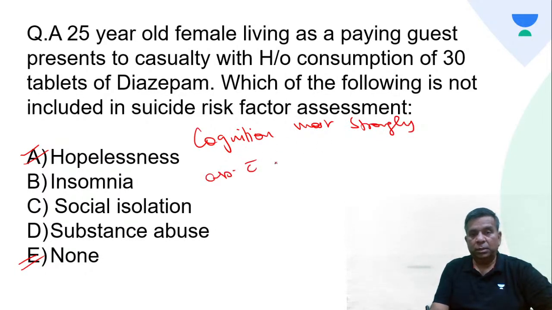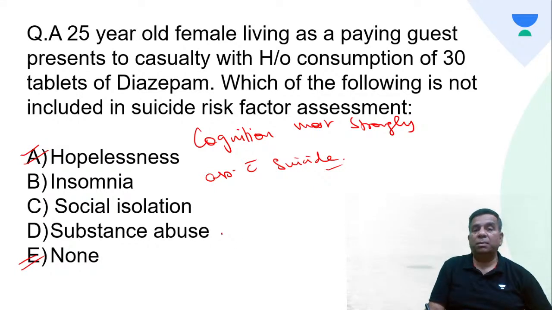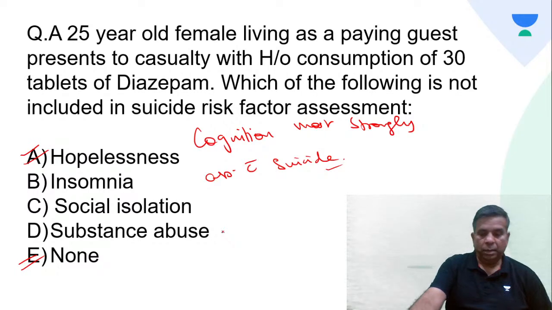The cognition most strongly associated with suicide, among hopelessness, helplessness, worthlessness, guilt and everything, is hopelessness, which is the more dangerous. And social isolation, insomnia, substance abuse, they all will lead to it. Social isolation has also been assessed.